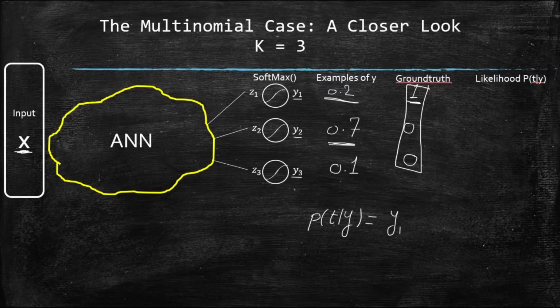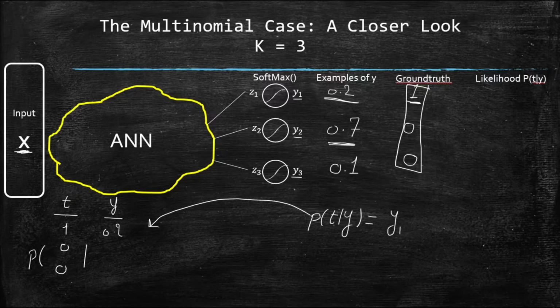Let me just break this down for you. T and Y are basically vectors, right? It basically means the probability of observing, very unconventional of me to write this like this, but this is more visual, the probability of observing T, which is nothing but a vector, given the output of my network, which are in this case 0.2, 0.7, 0.1, right? So this is Y of 1 over here, this is Y of 2, this is Y of 3, and this is T of 1, T of 2, T of 3. I know that T of 1 is the truth, which means that the input belongs to class 1.